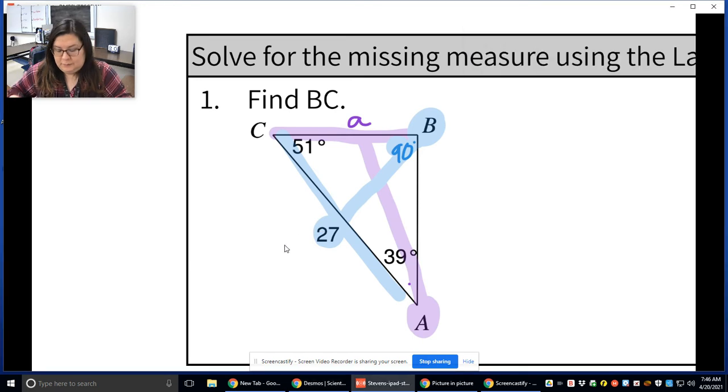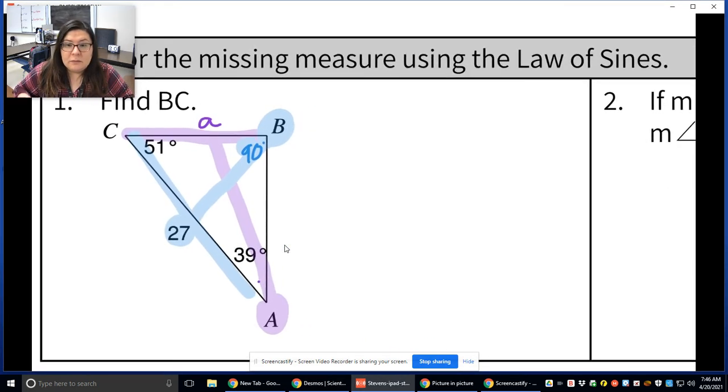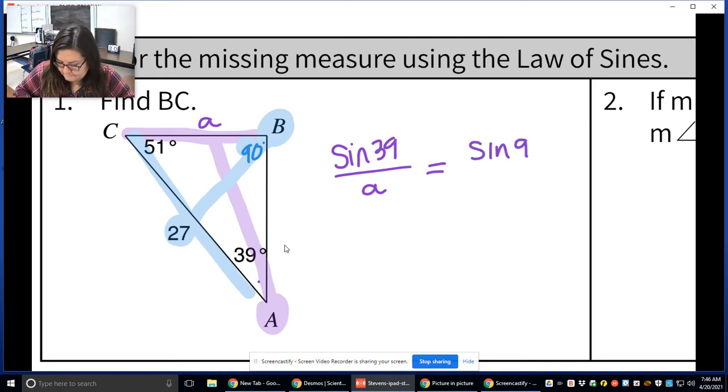So let's set this up. It's called law of sines for a reason, because you are going to use sine. So let's do sine of 39 degrees, and I am getting that from right here. That's A. When I go opposite, I labeled that side A. We don't know what that is yet, so we're just going to put little a equals, now the other pair: sine 90 over 27.